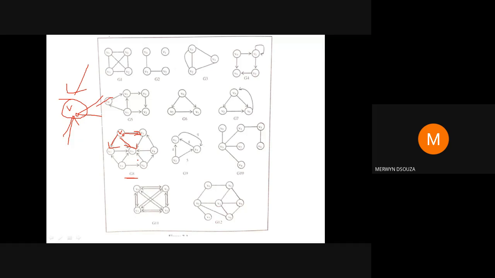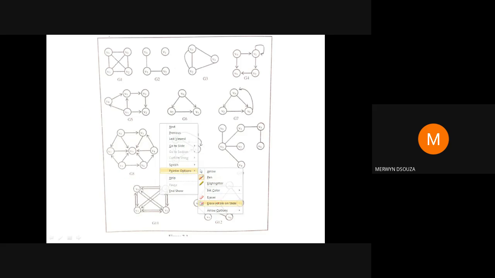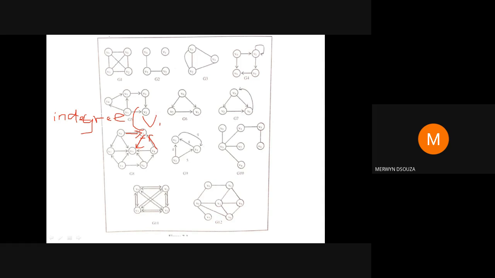Similarly, the in degree of V1 is 2. If you see at V1, how many edges? There are 3 edges that are linked to V1. Two are entering V1 and 1 is leaving. I am asking you the in degree of V1, so the in degree of V1 is 2 because there are 2 edges that are entering V1.